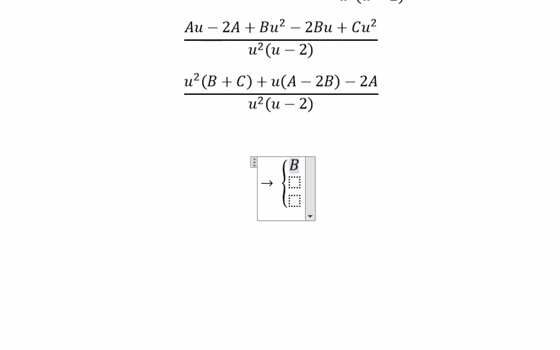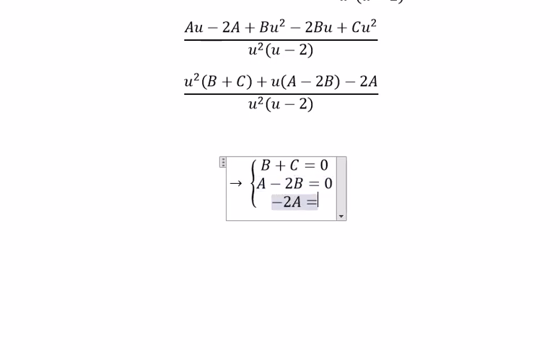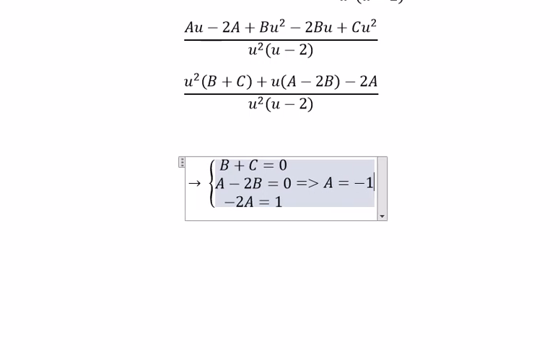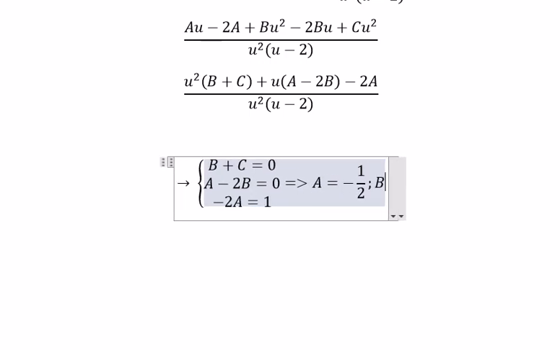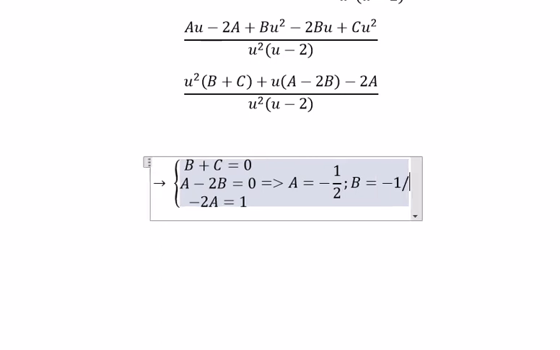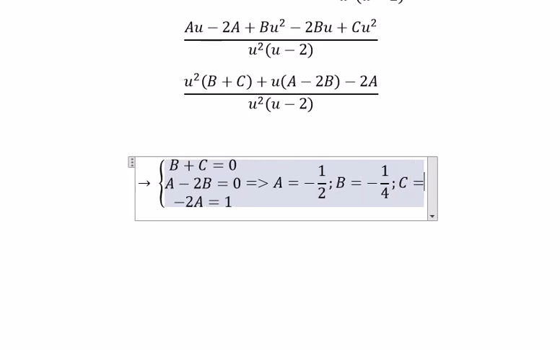B plus C equals 0. A minus 2B equals 0. Negative 2A equals number 1. So we can find the values A, B, C in here. A equals negative 1 over 2. B equals negative 1 over 4. And C equals 1 over 4.